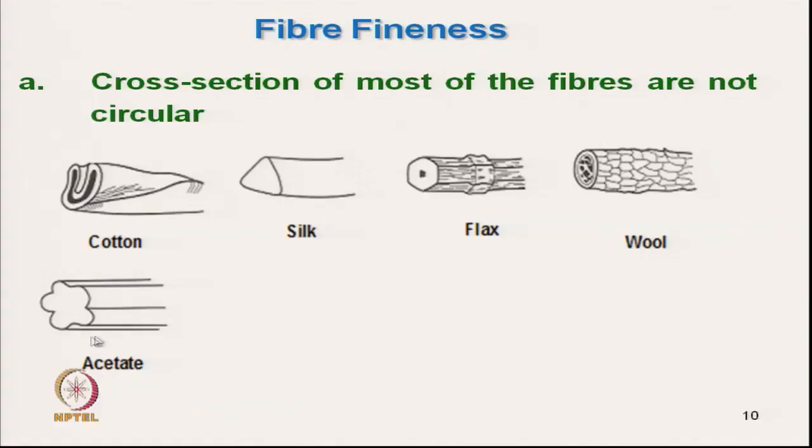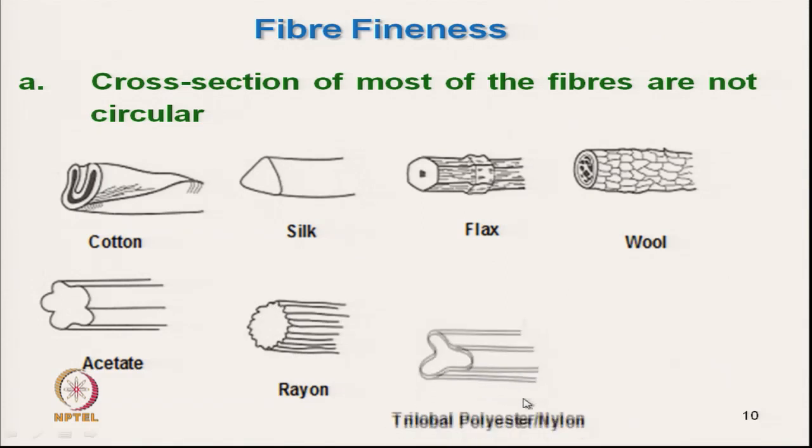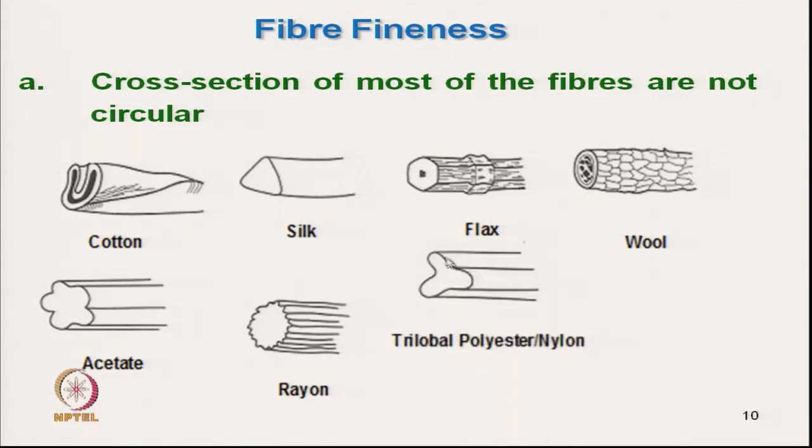See, this is synthetic fiber, acetate fiber, it is not circular. Rayon has a serrated structure, so we cannot measure the diameter. And trilobal polyester, although circular polyesters are there which we can measure, but the main problem, as I have mentioned, is the very fine diameter, so measurement is difficult.